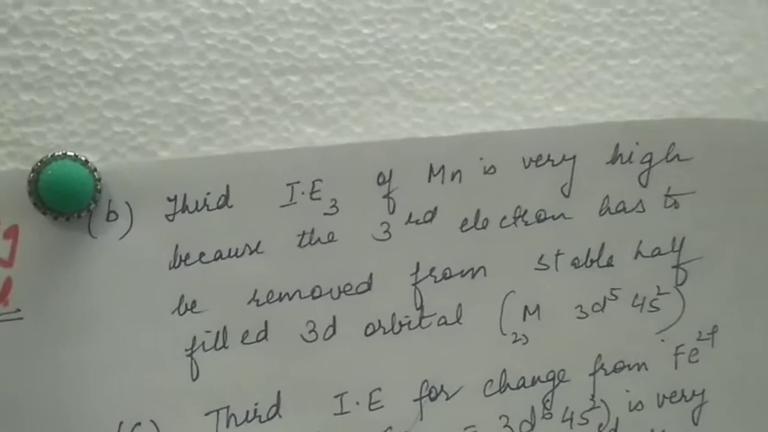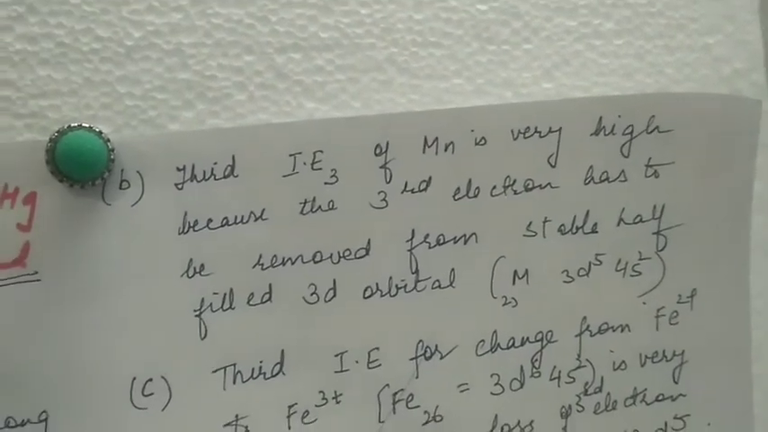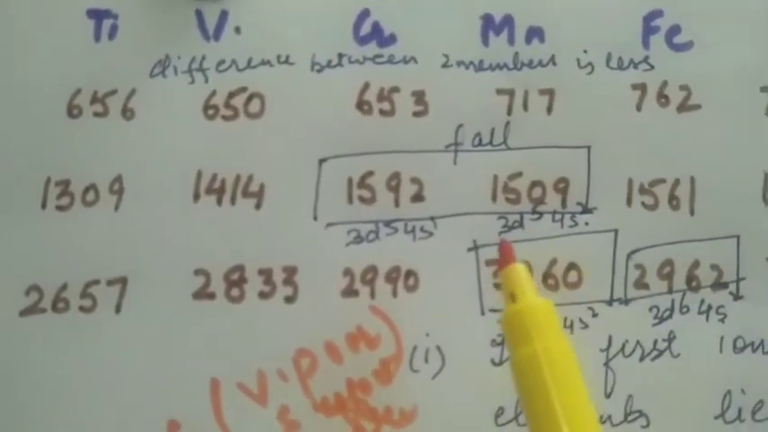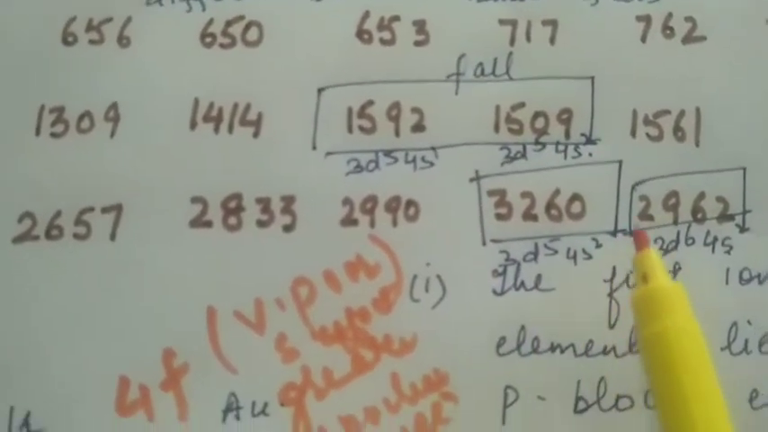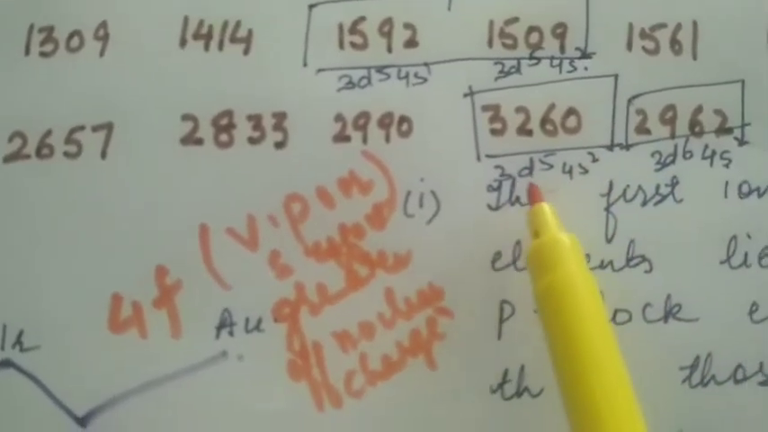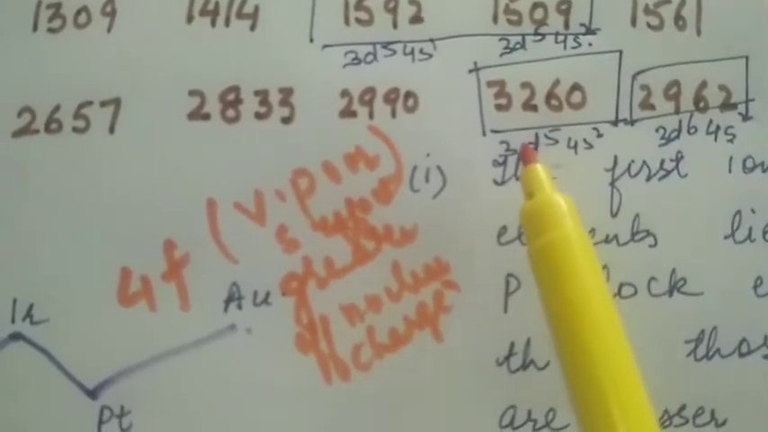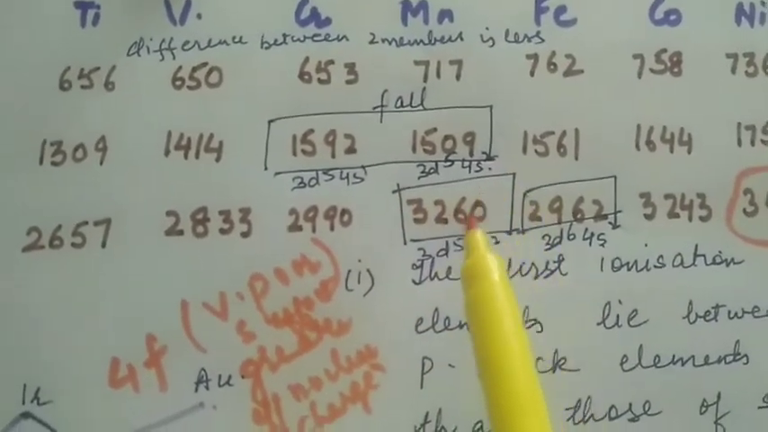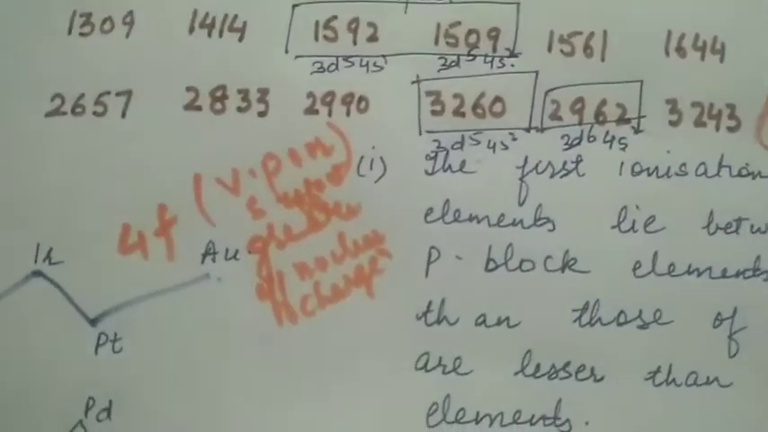Third ionization enthalpy value for manganese is very high, because the configuration for manganese is 3d5 4s2. Two electrons are lost, resulting in stable configuration, so the third electron will be lost with difficulty, so the third ionization enthalpy value is high.